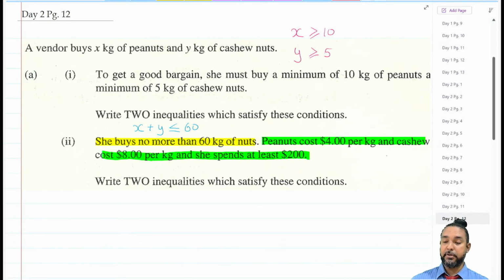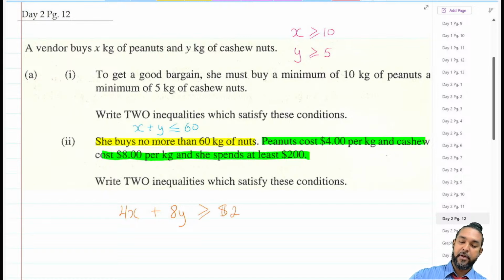So peanuts cost $4 per kilogram. Cashews cost $8 per kilogram. And she spends at least $200. So this is like a kind of reverse. Normally you have a maximum money you could spend. Here you say, hey, she had to spend $200 or more. So the peanuts is X and it's $4 per kilogram. So $4 multiplied by X kilograms of peanuts plus $8 per kilogram of cashew nuts. So this total expenditure must be greater than or equal to 200. Okay. Cool.